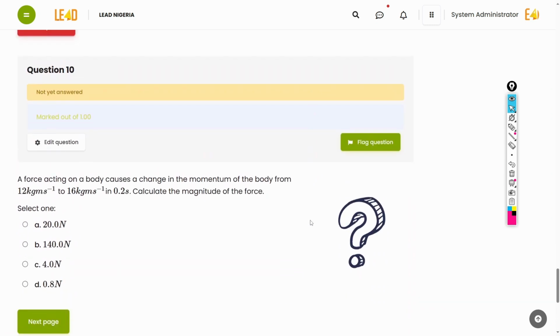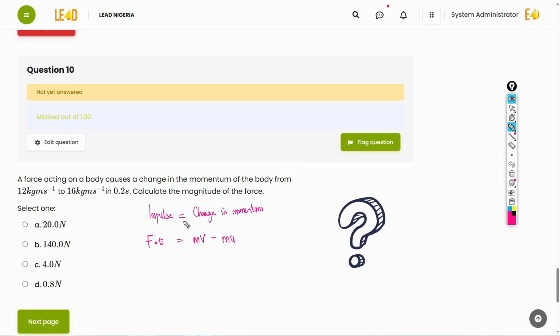All right, question 10. A force acting on a body causes a change in the momentum of the body from 12 kg m/s to 16 kg m/s in 0.2 seconds. Calculate the magnitude of the force. For this, we're going to have to use the equation, the impulse is equal to change in momentum. Impulse is given by F times t, and that's going to be equal to the change in momentum, final momentum minus initial momentum, that's mass times final velocity minus mass times initial velocity.